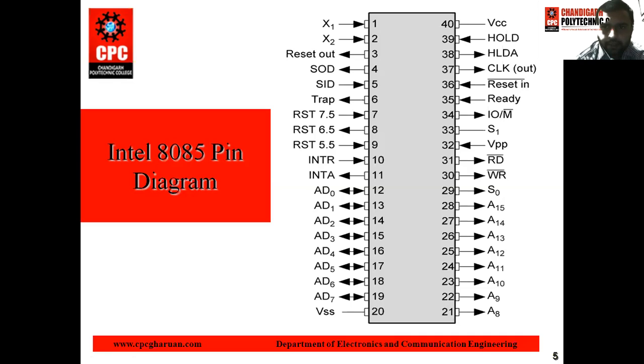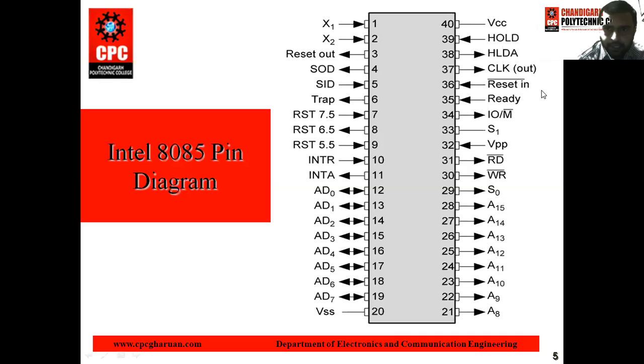Next is the ready pin. The speed of the microprocessor is much higher than the peripheral devices, so the microprocessor first provides a signal to the peripheral devices, that is ready. After that, they can exchange their data or provide any information.